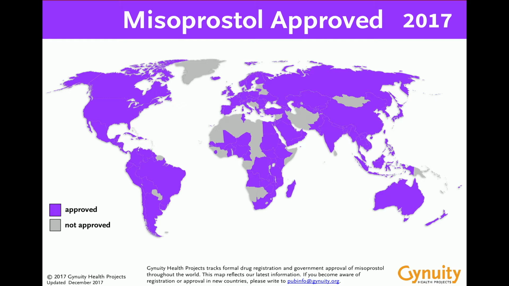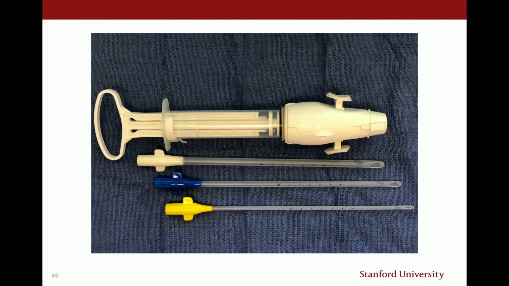And that could be that it's just approved for postpartum hemorrhage, but now it's in the country and people can obtain it and use it for other indications, even if it's illegally. And that itself has impact on decreasing maternal mortality. In addition, for surgical procedures, in order to make them safer, this was developed.